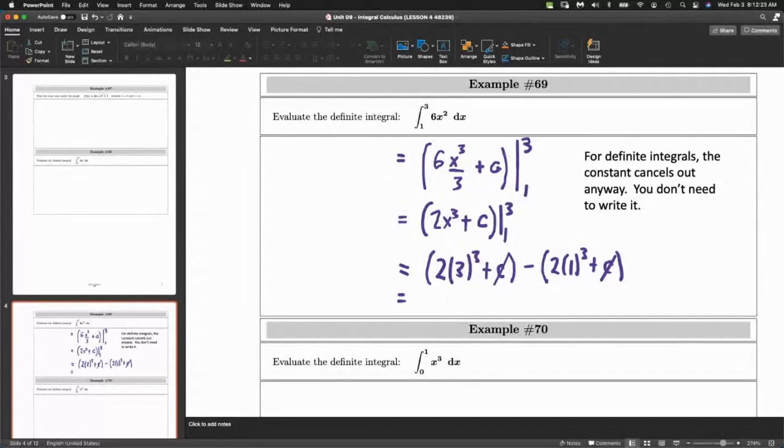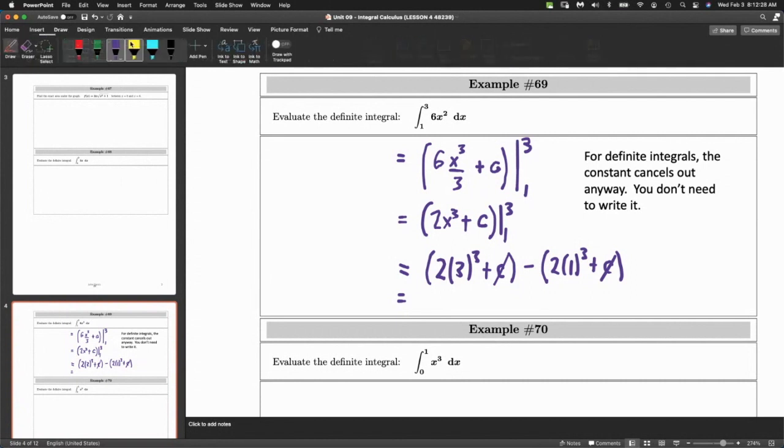What I did as a student often is I would write the C right here, and then I would just cross it right out like that. I wouldn't bother with it. So in any case, the C is here. What's the final answer here? Can someone give me the answer? Is it 52? Confirm? Very good.